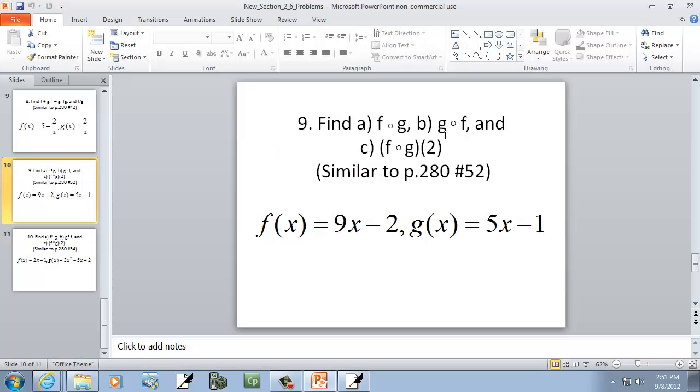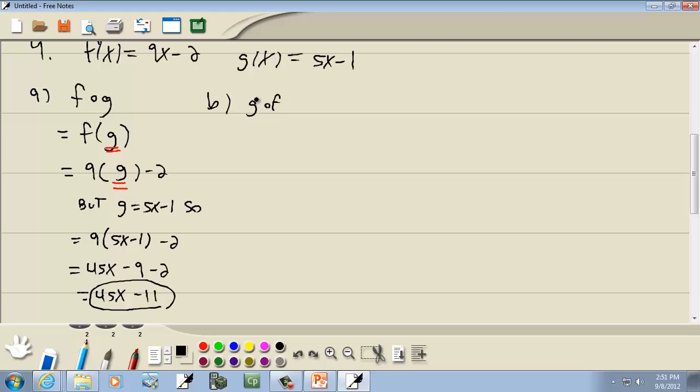Now, the second thing they're asking for is a composition of G and F. It looks like "Goff," but again, it's not. That's the composition symbol. Well, we plug that into our function, G of F. And again, G is first here, G is first here, F is second, F is second.